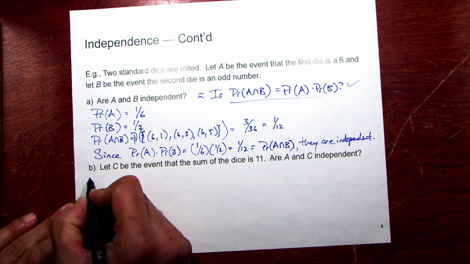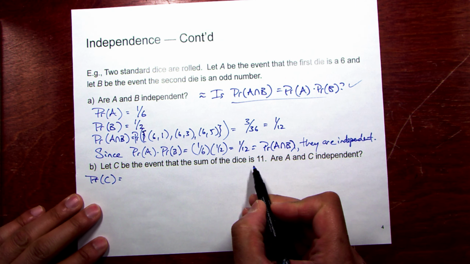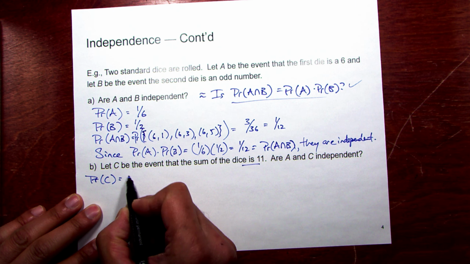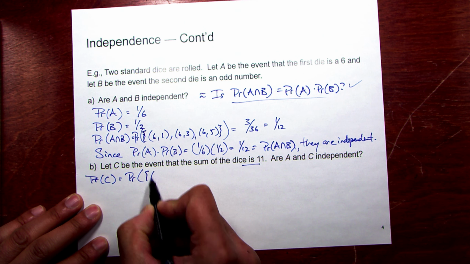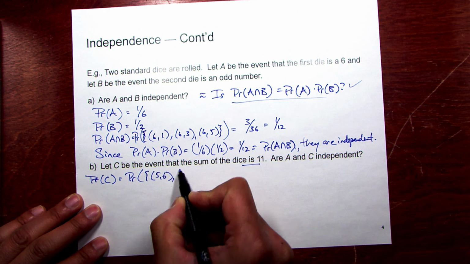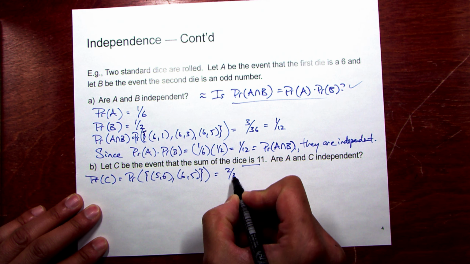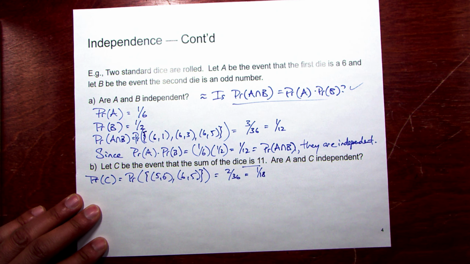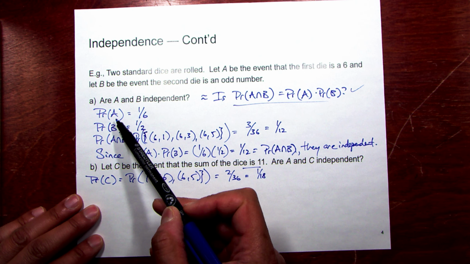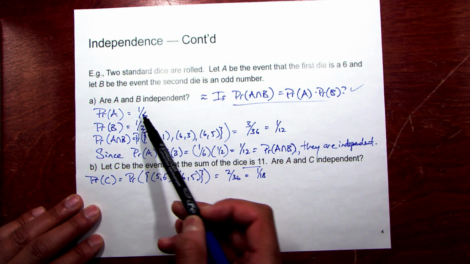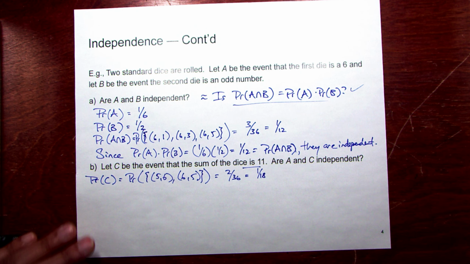The probability of C: there are 2 outcomes for 11, which are 5/6 and 6/5. So that's 2 out of 36 total, or 1/18. We could skip ahead a little bit and just multiply in our head: the probability of A times the probability of C is 1/6 times 1/18. That's 1/108th. Dice probabilities or outcomes go in 36ths, so it's probably not going to work out.